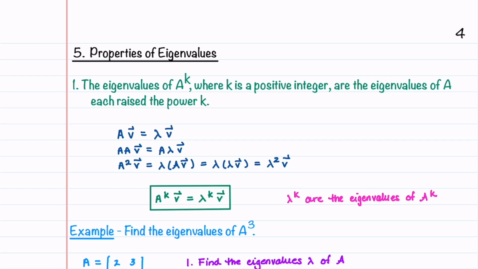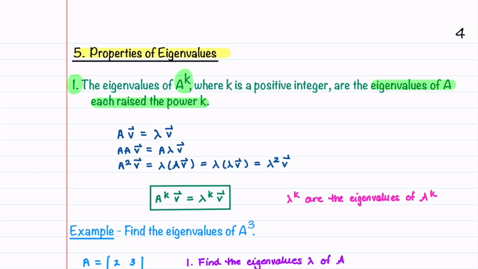Now that we know all about how to find the eigenvalues of a matrix, let's learn a little bit about properties of eigenvalues. Our first property tells us that the eigenvalues of A to the k, where k is a positive integer, are the eigenvalues of A, each raised to the power k. I'll show you how to remember this.